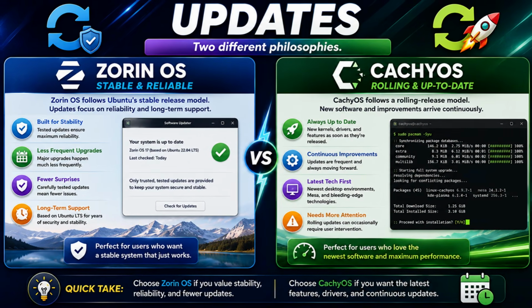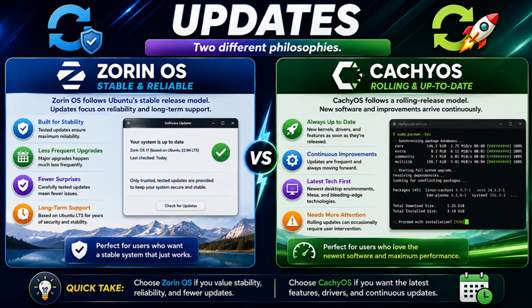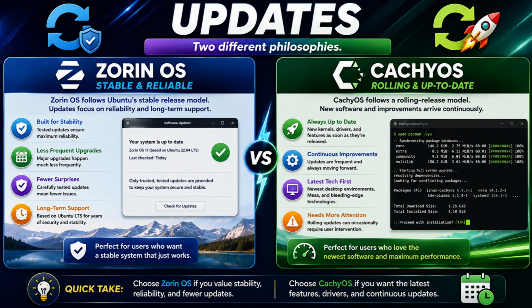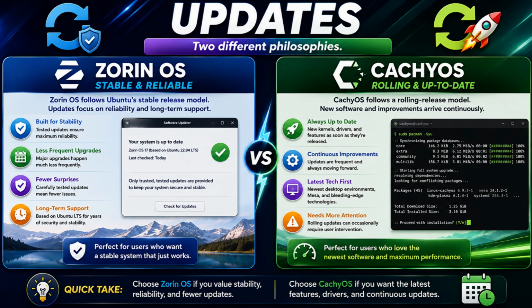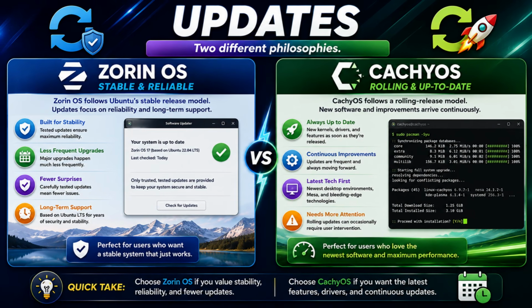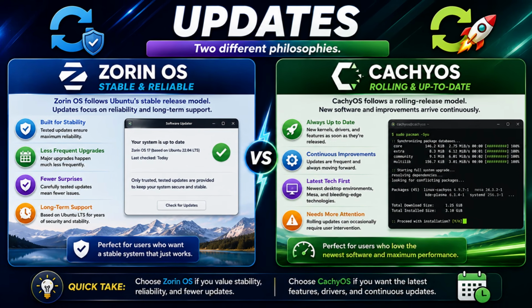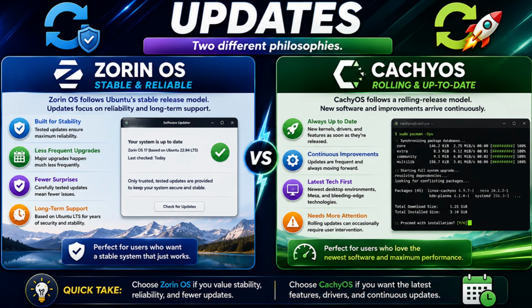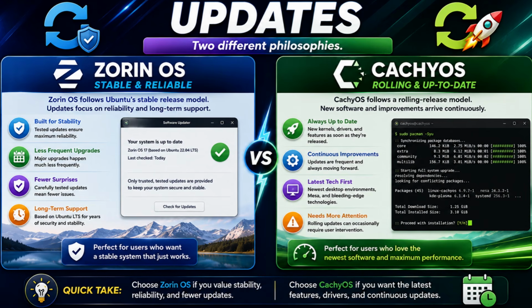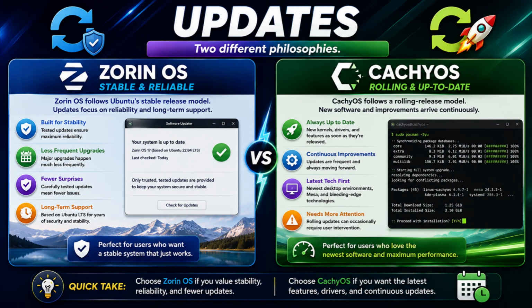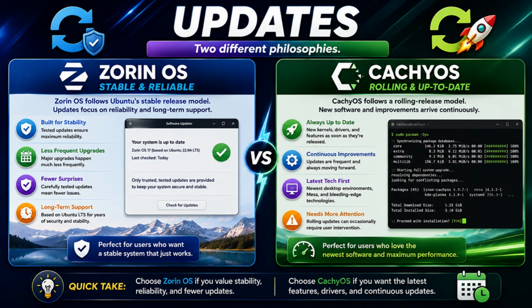Now about the updates. The update philosophy is completely different. Zorin OS follows Ubuntu's stable release model. Updates focus on reliability and long-term support. Major upgrades happen much less frequently. This means fewer surprises. CachyOS follows a rolling release model. New kernels, new desktop environments, new drivers, new features. Everything arrives continuously. That's exciting if you enjoy having the newest software, but it also means updates happen more often and occasionally require a bit more attention.